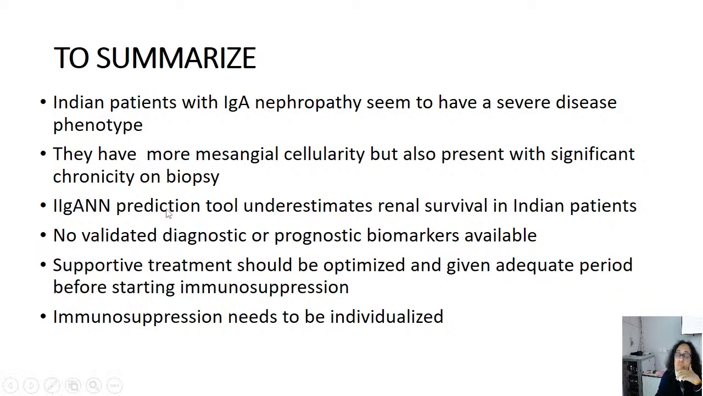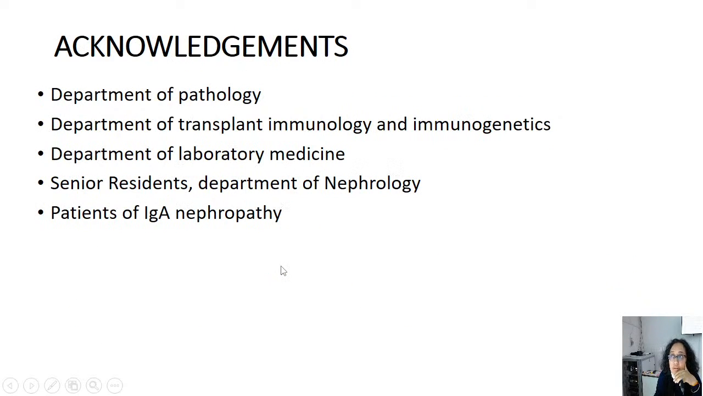Maybe we need a correction factor, but at present it underestimates the prognosis. We do not have a validated biomarker currently, and supportive treatment, we should be using it more effectively. Effective dose, close follow-up before jumping to immunosuppression because it has significant side effects.